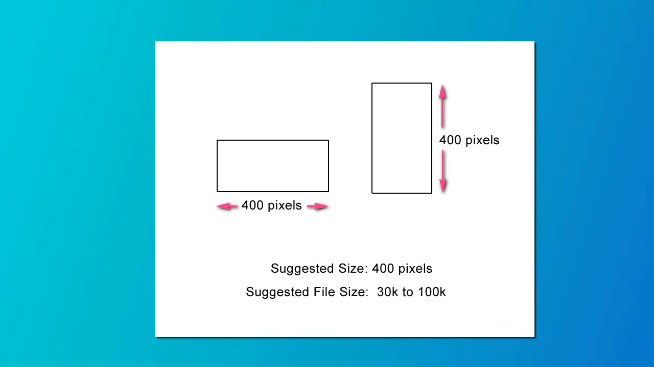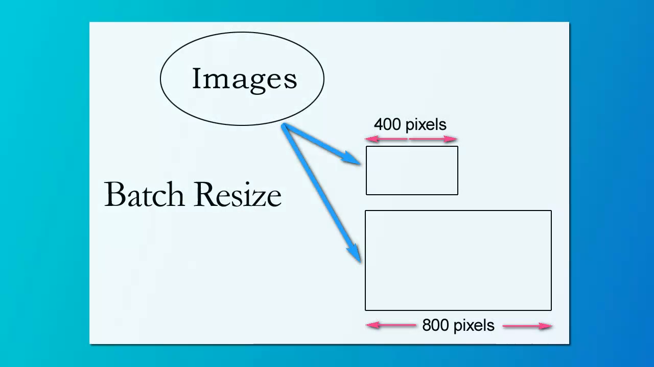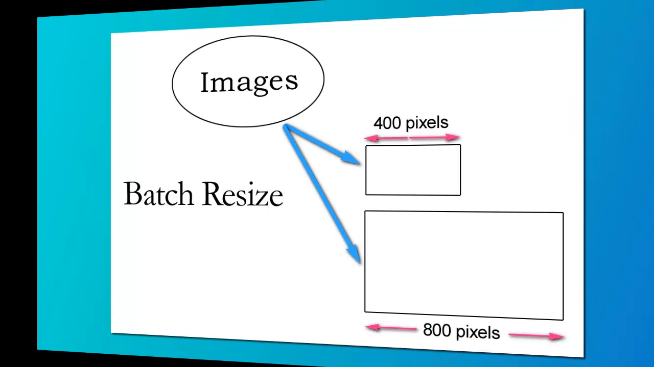The finished image size should be about 30K to 100K. Any image size greater than 500K could slow down the program and cause printer memory issues. If there are a lot of images that need resizing, we have a program called Batch Resize, which will take all images in a folder and make smaller copies of them to the 400 or 800 pixel size.